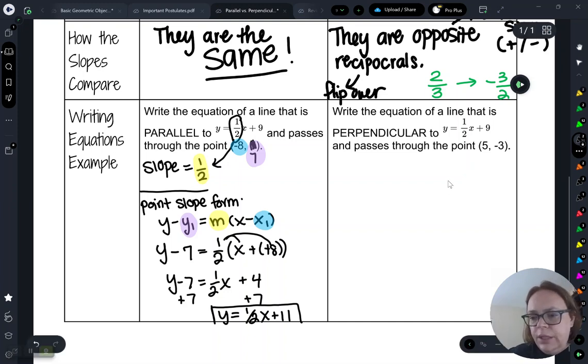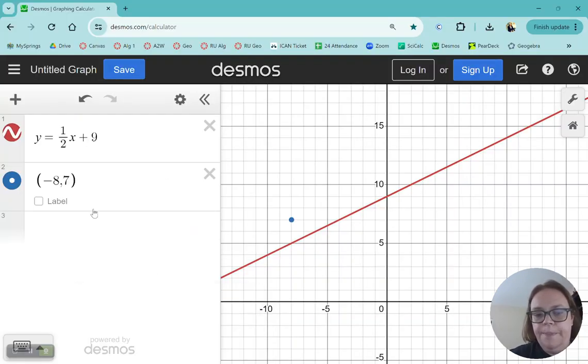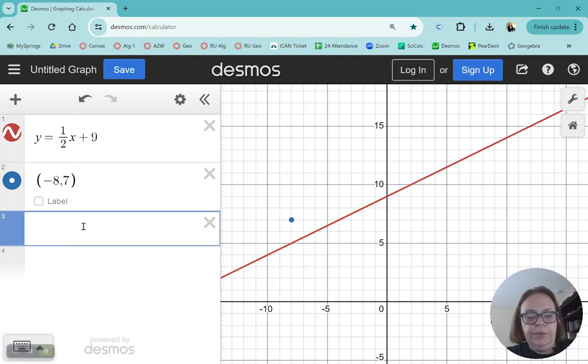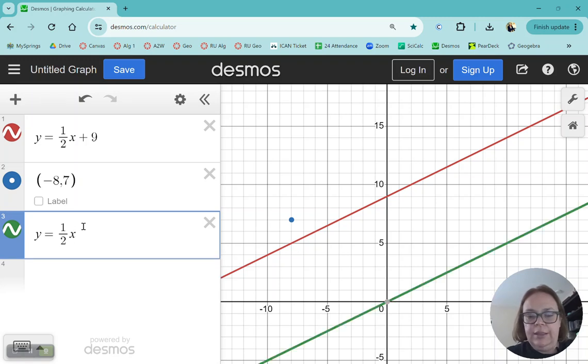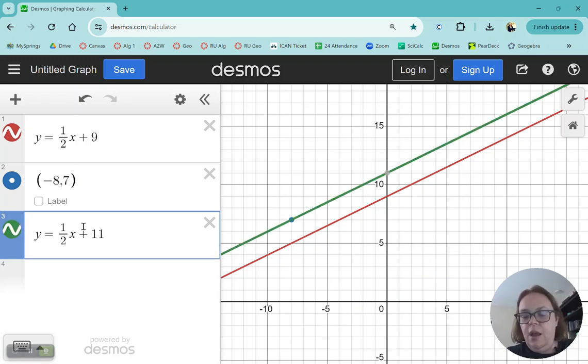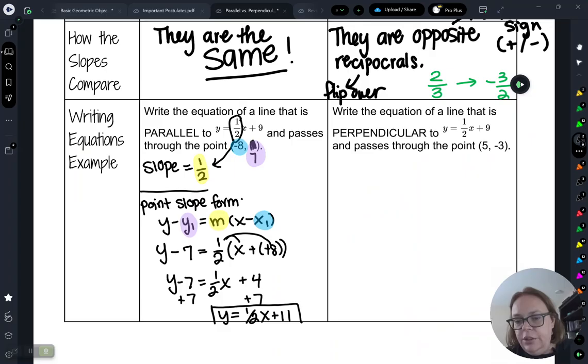Okay, so we can verify that by graphing it. y equals 1/2 x plus 11. Look at that. It went straight through that point. It is obviously parallel because we have a slope of 1/2. Awesome. Okay, now let's do this problem, but let's make it perpendicular.